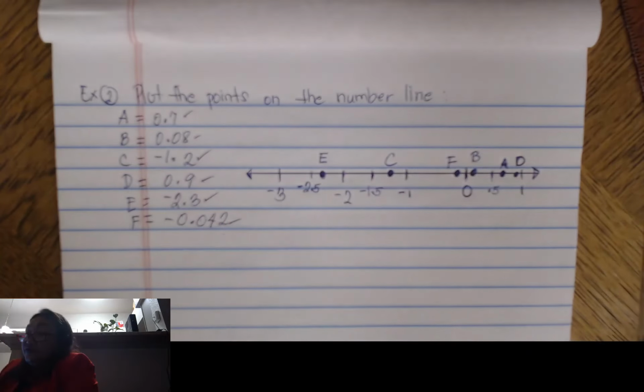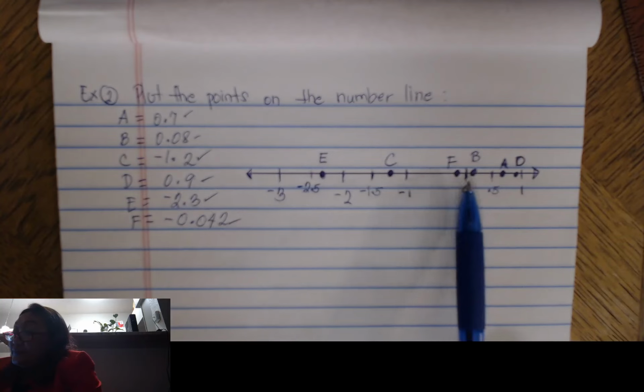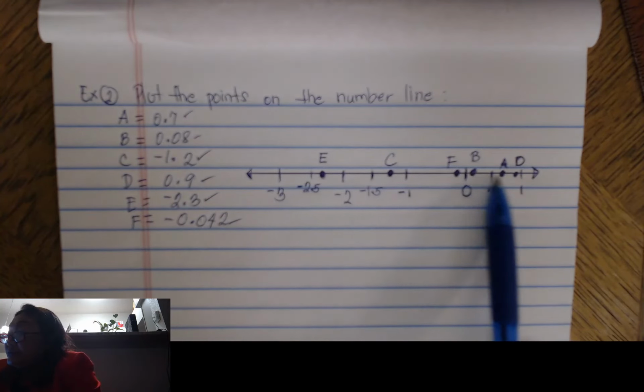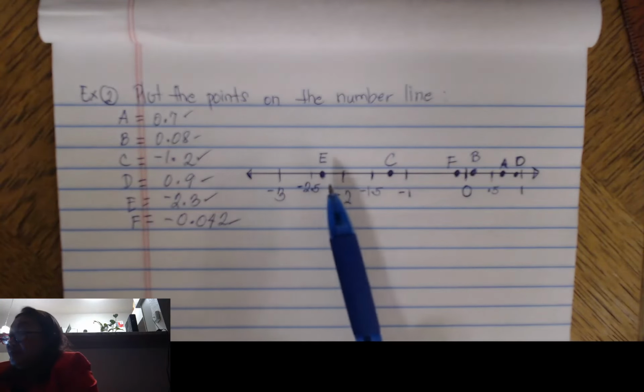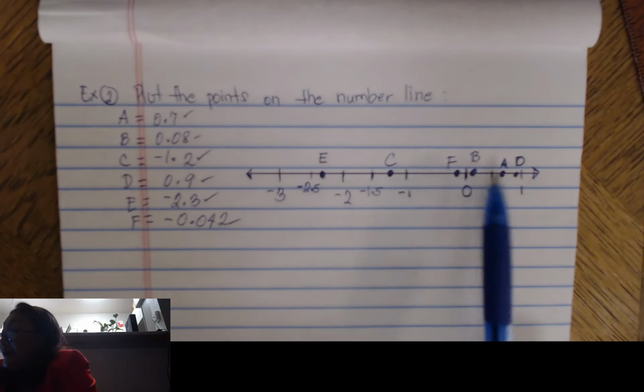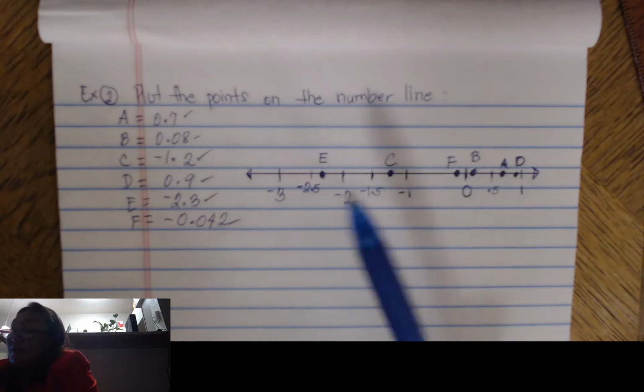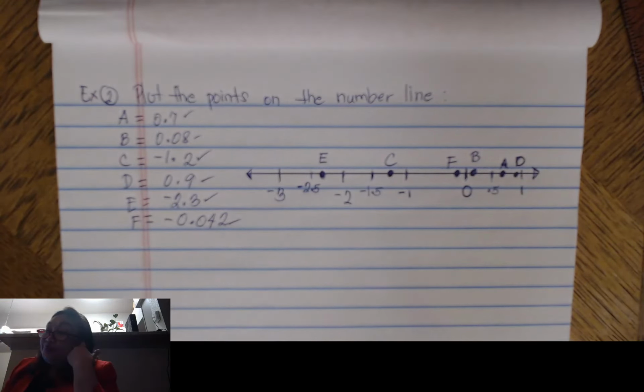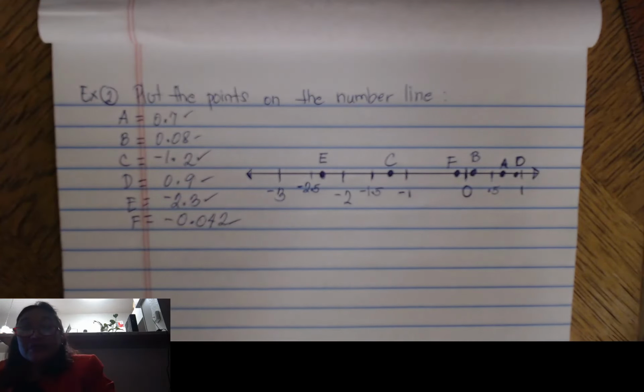Then of course you finish plotting them. So now you have these points plotted in a number line. You have E, C, F, B, A, D. So that's how you plot the points in a number line.